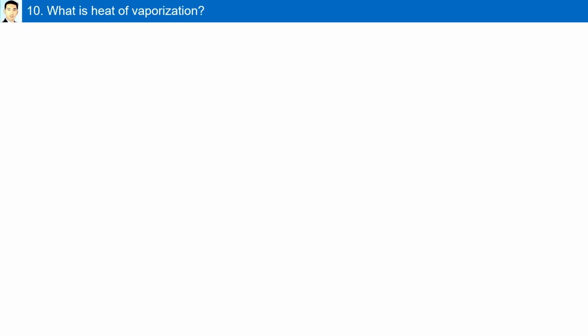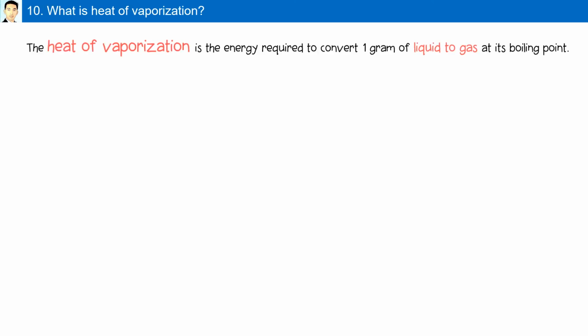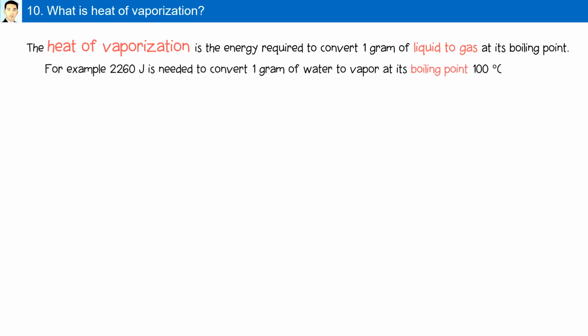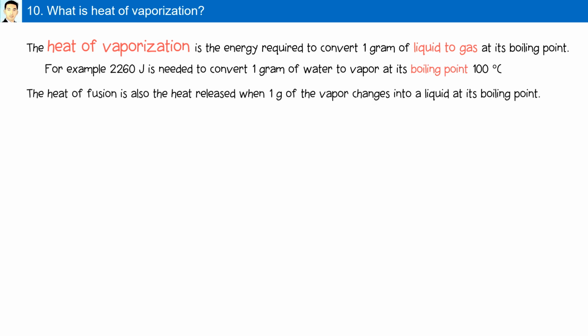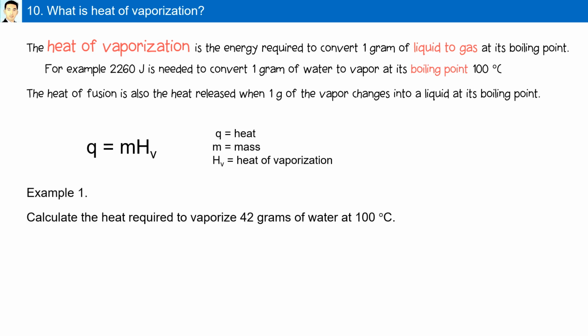What is heat of vaporization? The heat of vaporization is the energy required to convert 1 gram of liquid to gas at its boiling point. For example, 2,260 joules is needed to convert 1 gram of water to vapor at its boiling point, 100 degrees Celsius. The heat of vaporization is also the heat released when 1 gram of vapor changes into liquid at its boiling point. Using the formula, Q is equal to mHv, where Q is the heat, m is the mass, and Hv is the heat of vaporization.